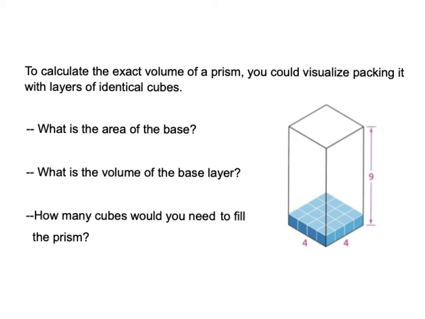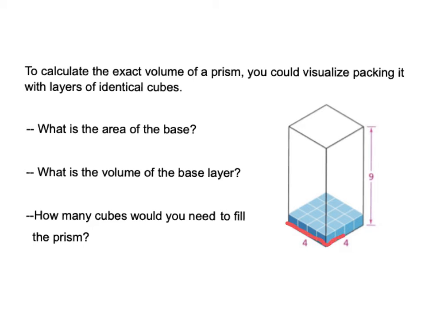Oftentimes kids think of volume as just length times width times height, and I want us to really get beyond that as our understanding of volume, and really understand why length times width times height works for rectangular prisms, and how we apply the idea of volume to something that's not a rectangular prism. So you can see in this picture that it's kind of got one layer of cubes in the bottom. So the first question is asking us, what is the area of the base?